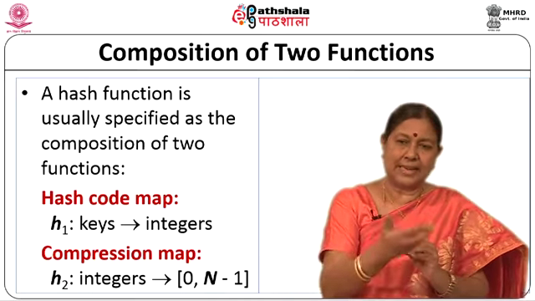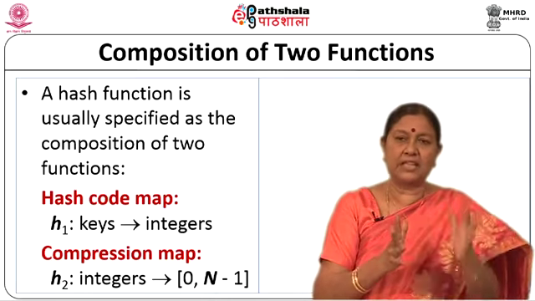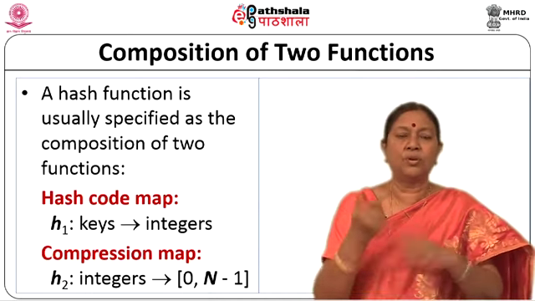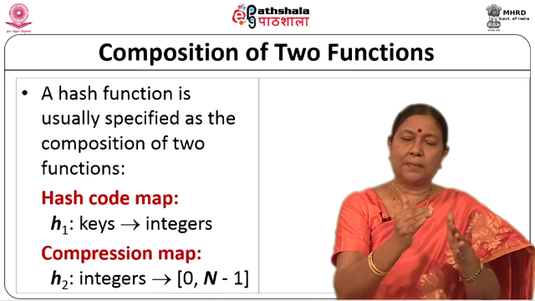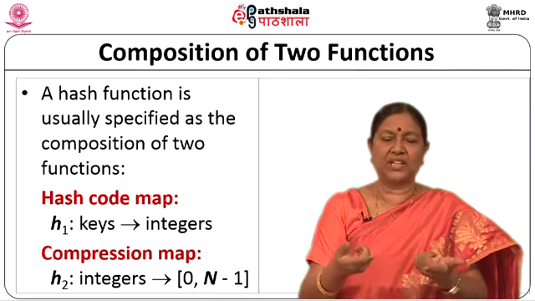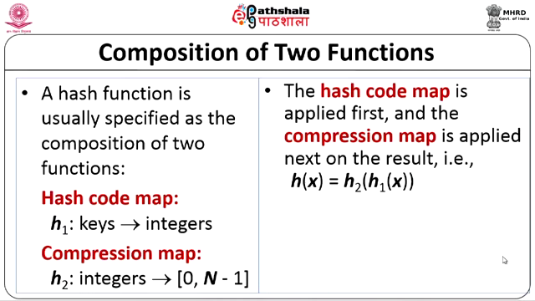In the previous slide, what we spoke about was the direct H, where we said H maps the universal set of keys to the table slots. Here we are splitting that into two. One is the H1 map, called the hash code map, a function that maps keys to integers, and the second, the function H2 or the compression map, maps these integers into the table slots. The hash code map is applied first and then the compression map is applied. So, the result is H of x equals H2 of H1 of x, because x is the key, H1 of x is applied first and then H2 of H1 of x, and that is your final H of x.